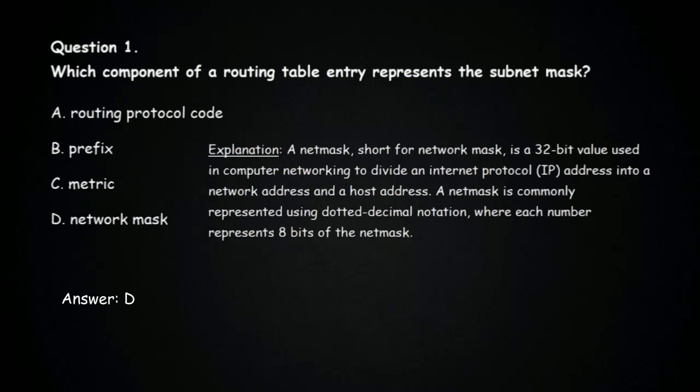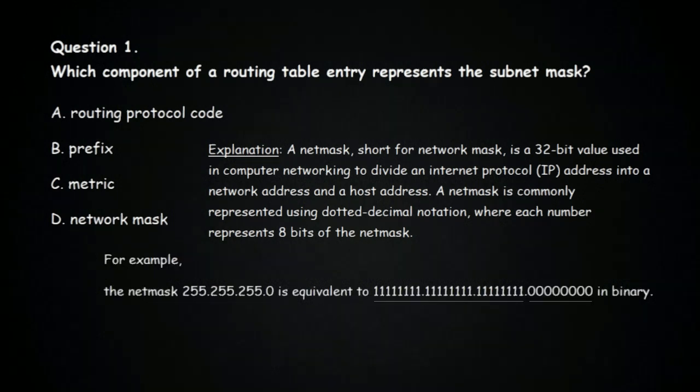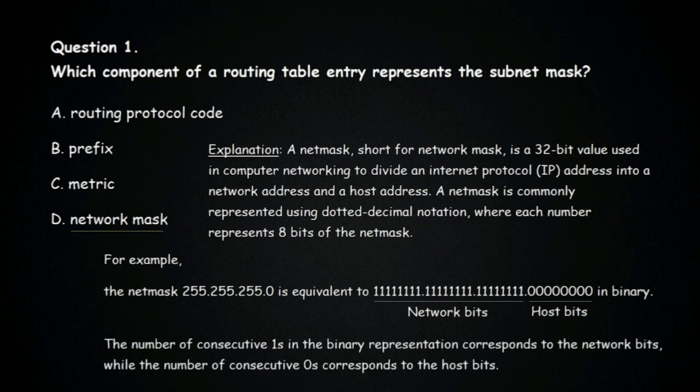A net mask, short for network mask, is a 32-bit value used in computer networking to divide an Internet Protocol (IP) address into a network address and a host address. A net mask is commonly represented using dotted decimal notation, where each number represents 8 bits of the net mask. For example, the number of consecutive 1s in the binary representation corresponds to the network bits, while the number of consecutive zeros corresponds to the host bits.